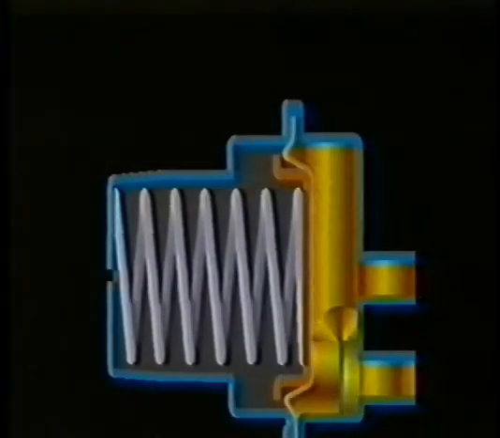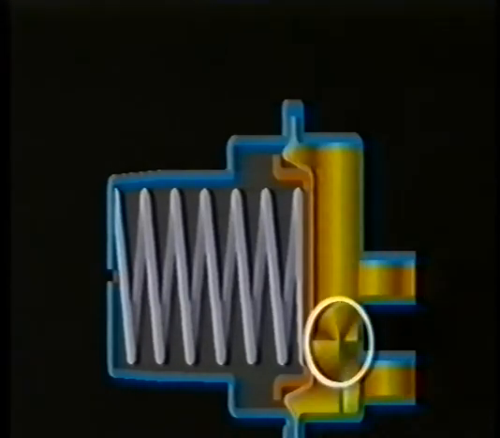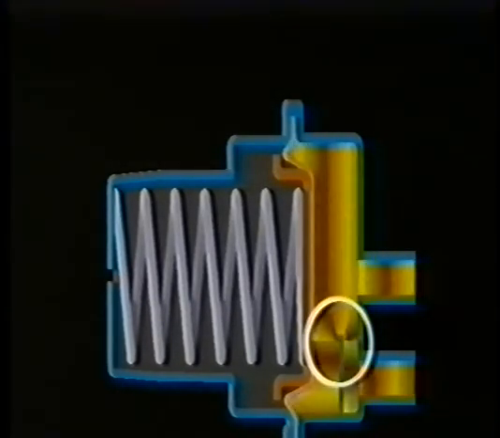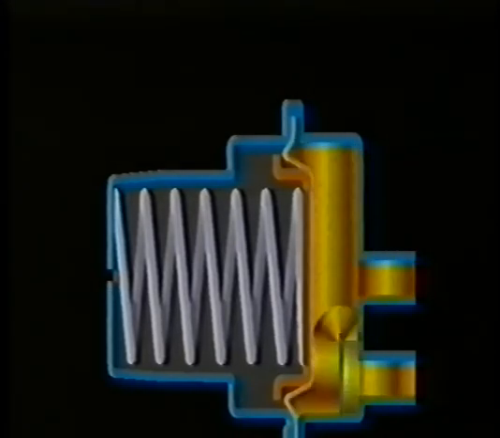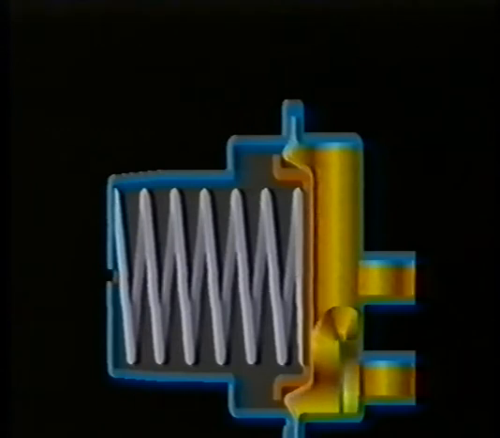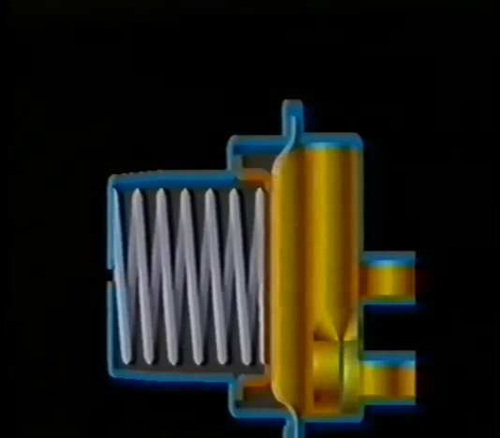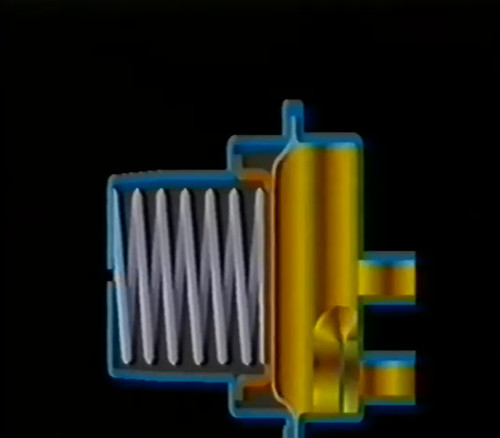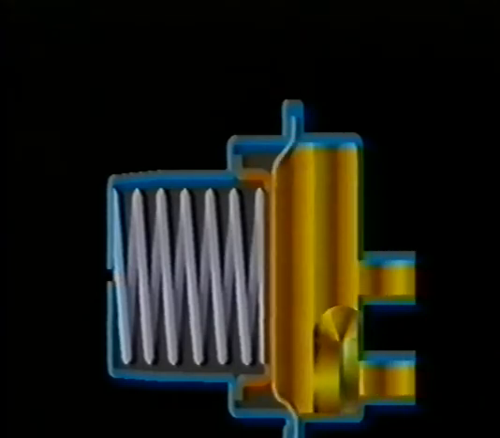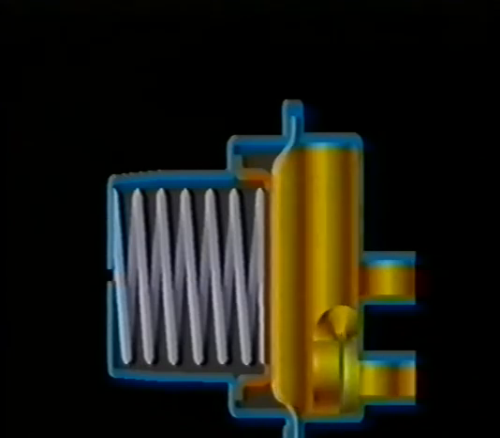When the engine is running, fuel is pumped into the accumulator and passes this baffle. This change of direction helps to absorb some of the noise pulses generated by the pump. Fuel now fills the chamber and forces the diaphragm back against the spring until the stop contacts the casing. The diaphragm remains in this position all the time the engine is running.